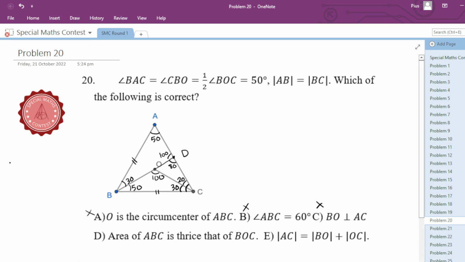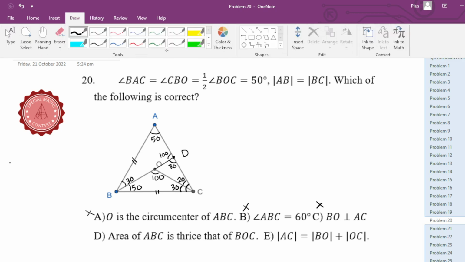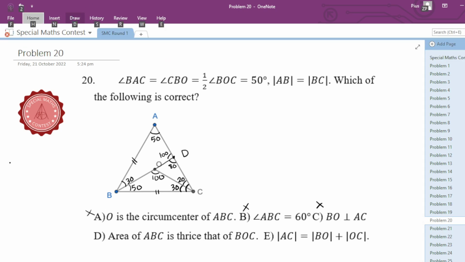Now, the area of ABC is thrice that of BOC. For this one, if we consider the area of BOC to be this color here, then 3 times BOC should give the full area. First we're going to show that the area of ABD is also the same, and that will mean that the remaining part here should be the same as well.